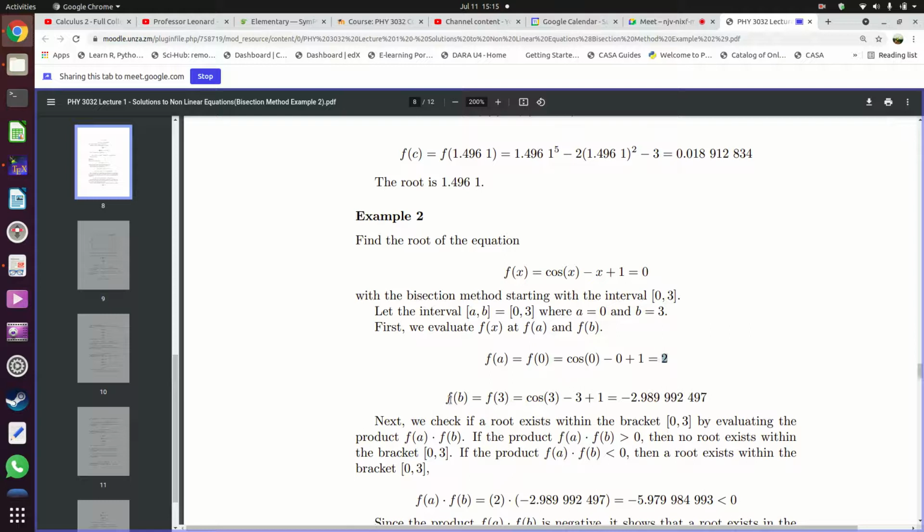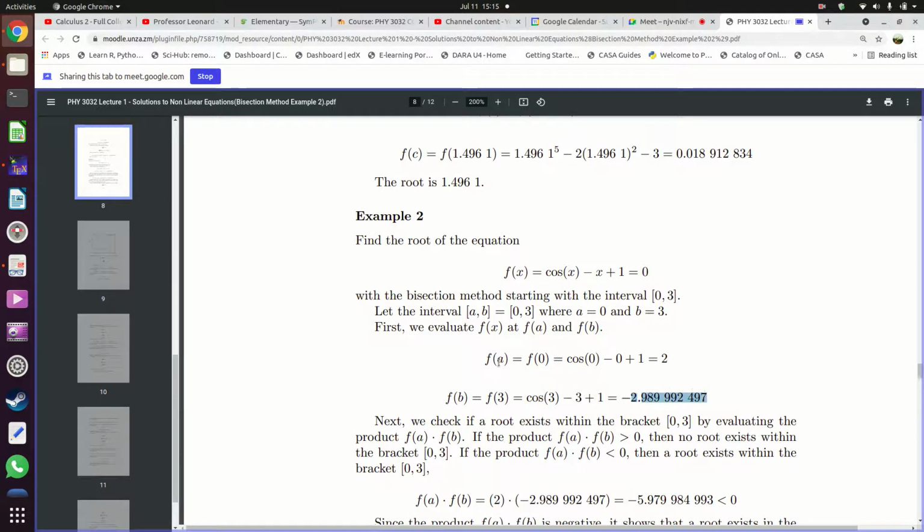Next, you move on to f of B. F of B is equal to f of 3, which is going to be cos 3 minus 3 plus 1. And that's going to give you minus 2.989992497. What do you see here? You see that f of A is 2, f of A is positive, then f of B is negative.